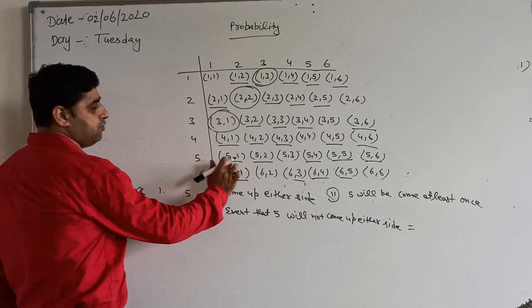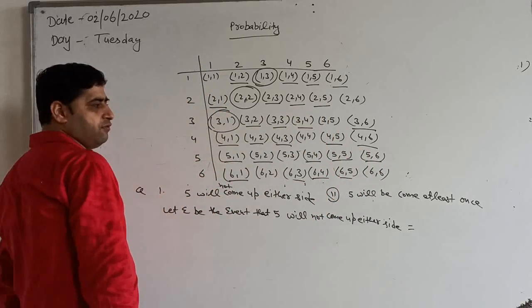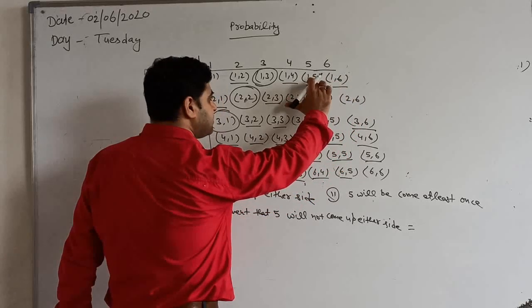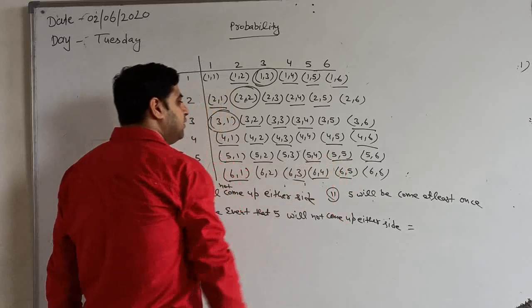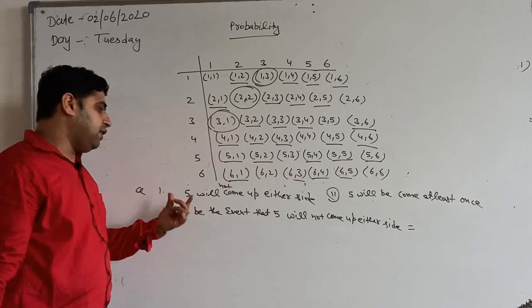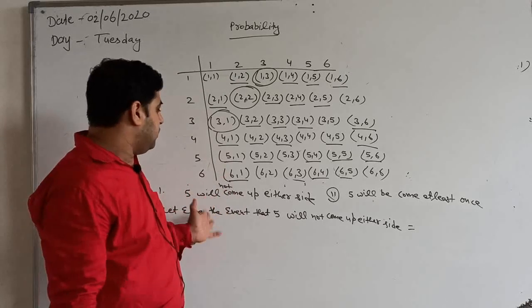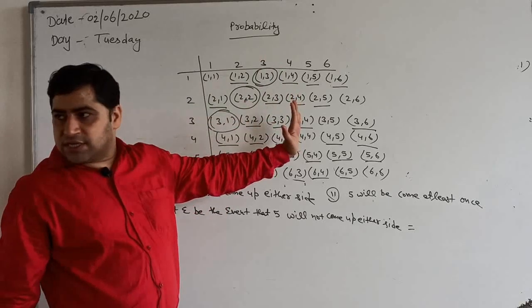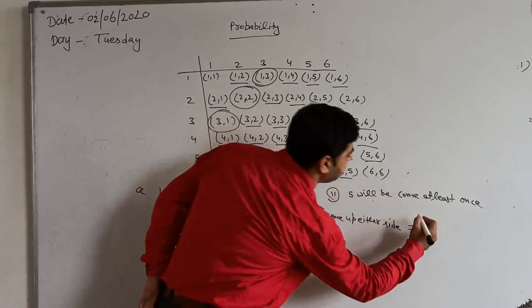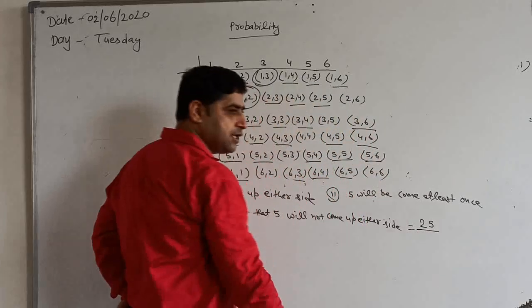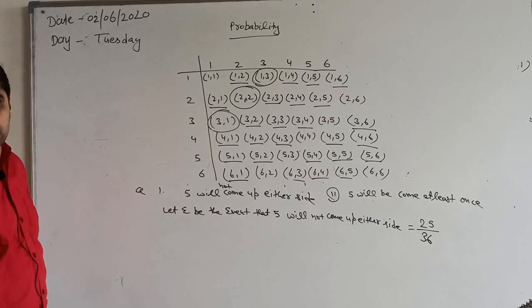So 5 comes as 1, 2, 3, 4, 5, 6, six times, and then 7, 8, 9, 10 and 11. So E is the event in which 5 comes out in 11 cases. Total there are 36 cases. In 11 cases the 5 comes on either side. So the answer is 36 minus 11, 25. So here 25 by 36.